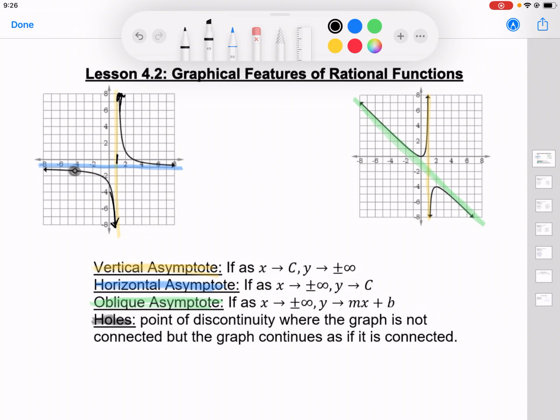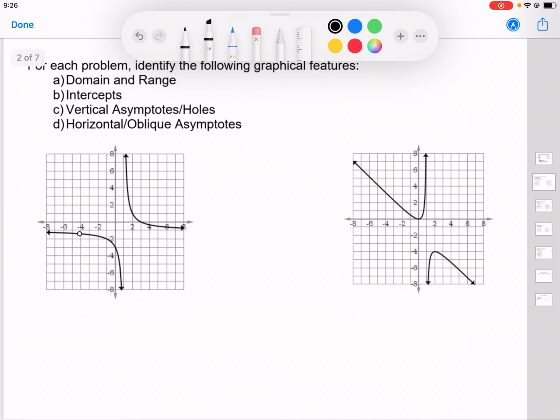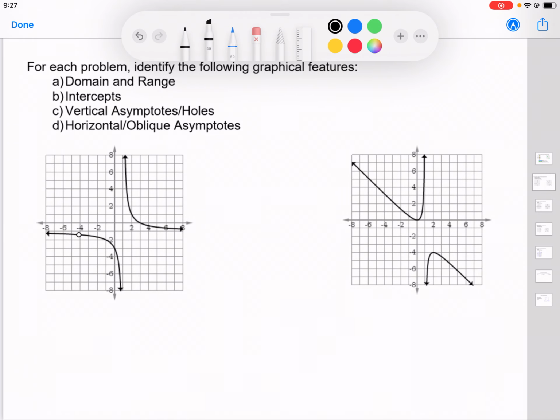So your homework tonight is literally you're going to look at graphs and you're going to name all of these. So let me give you an example. And you also have to name domain, range, your x and y intercepts, and vertical, and then all the asymptotes and stuff.